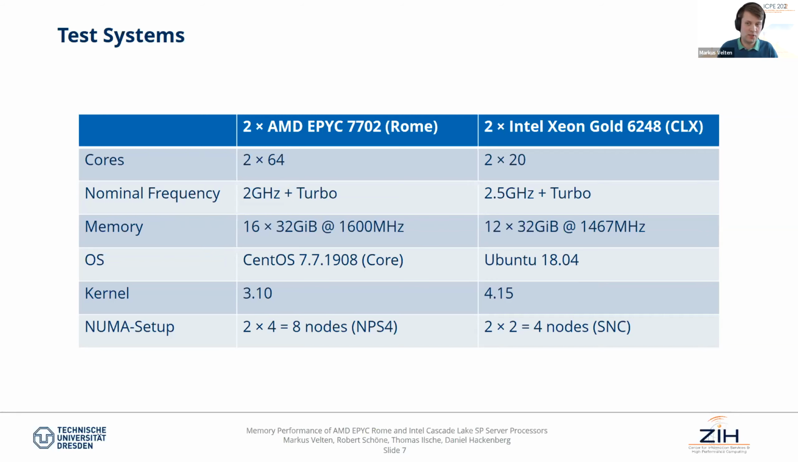Because both systems were provided by different entities, they run different operating systems. We couldn't do anything about that. And both systems were used to expose NUMA nodes to the operating system. So in the case of the AMD system, 4 NUMA nodes per socket were exposed to the OS, and 2 NUMA nodes per socket were exposed by the Intel system.